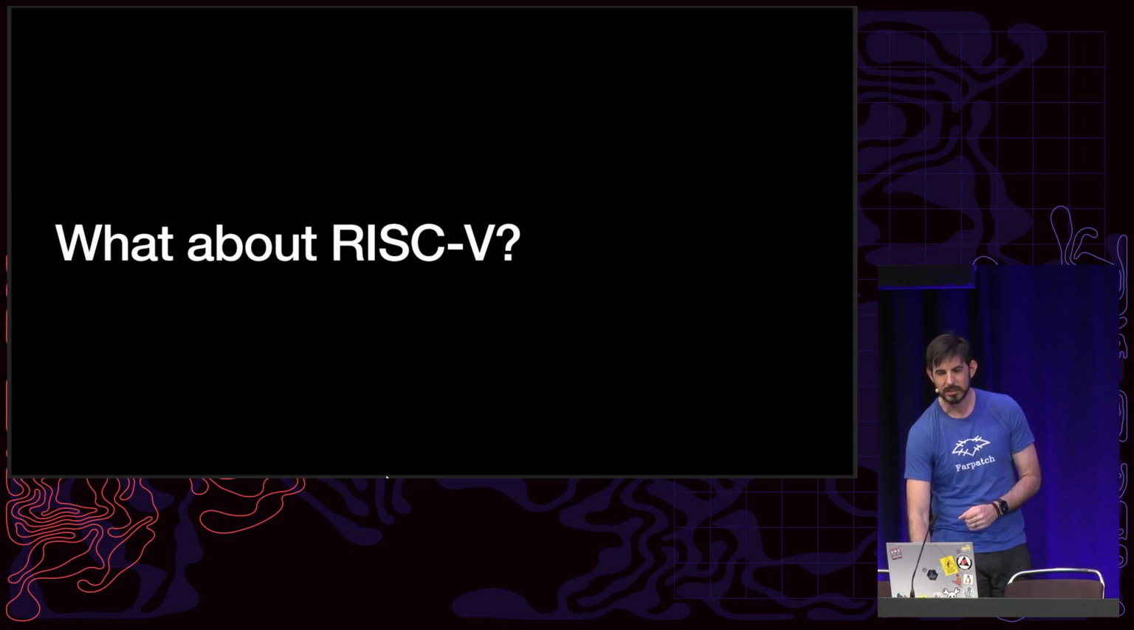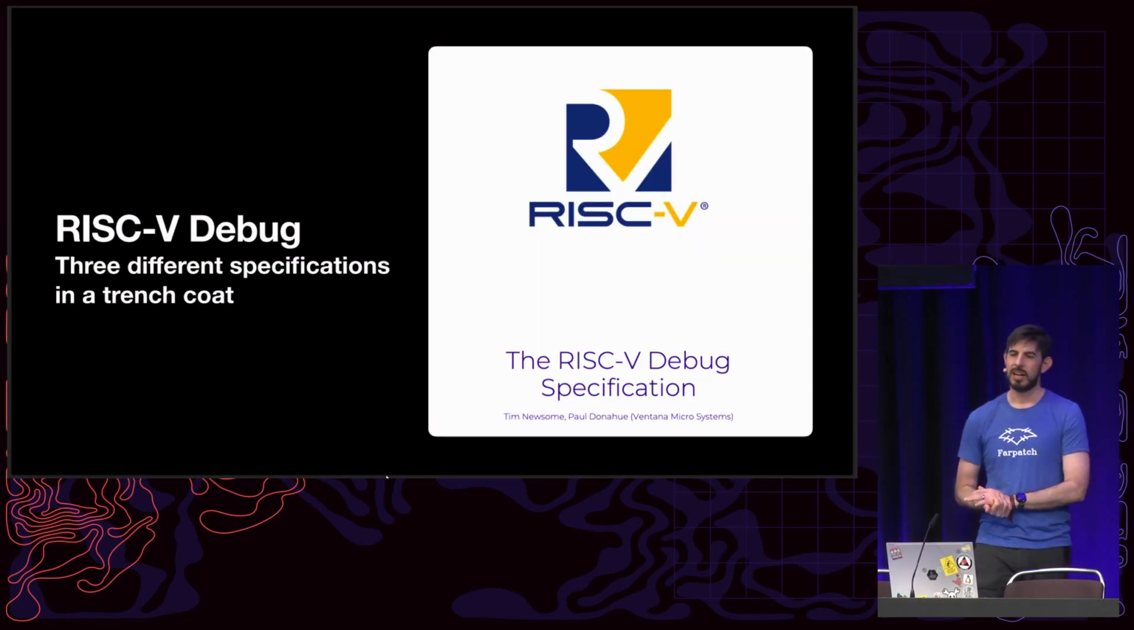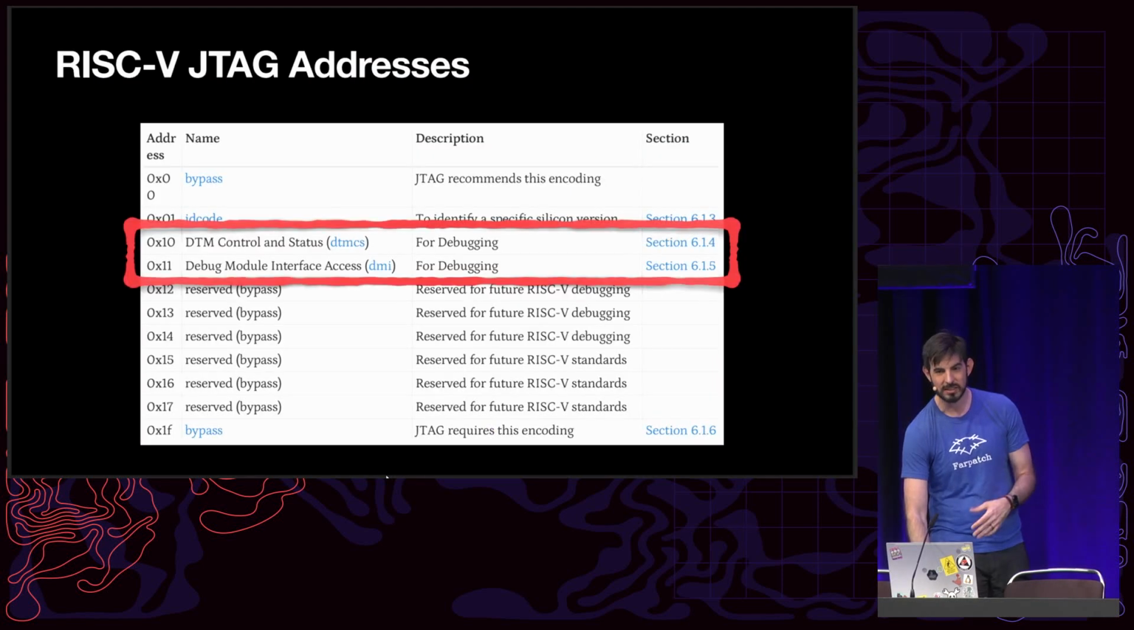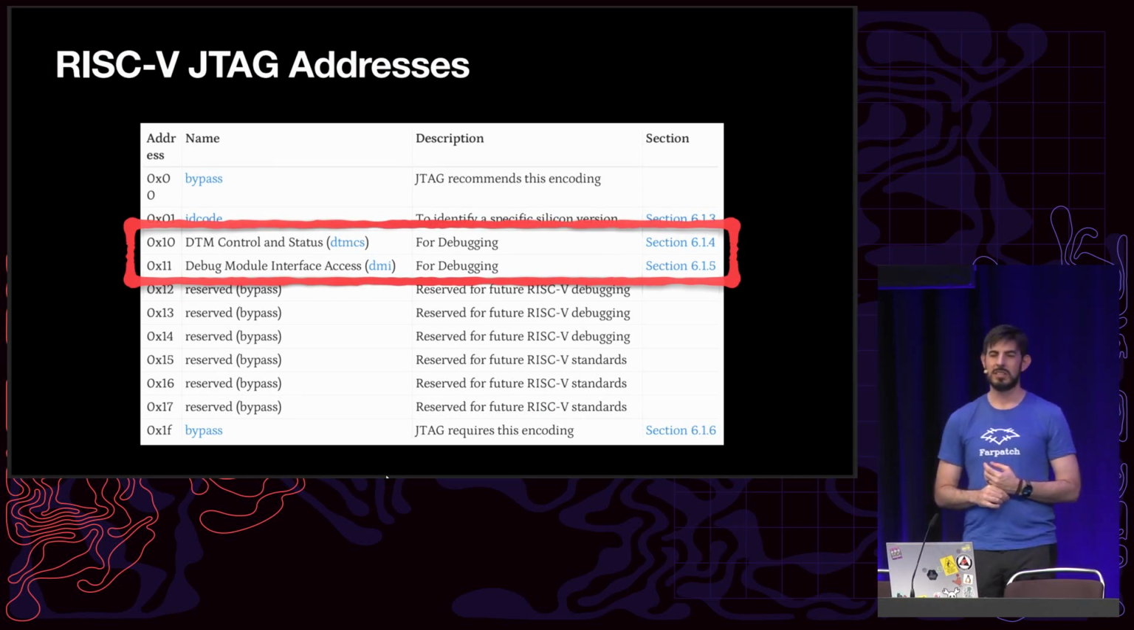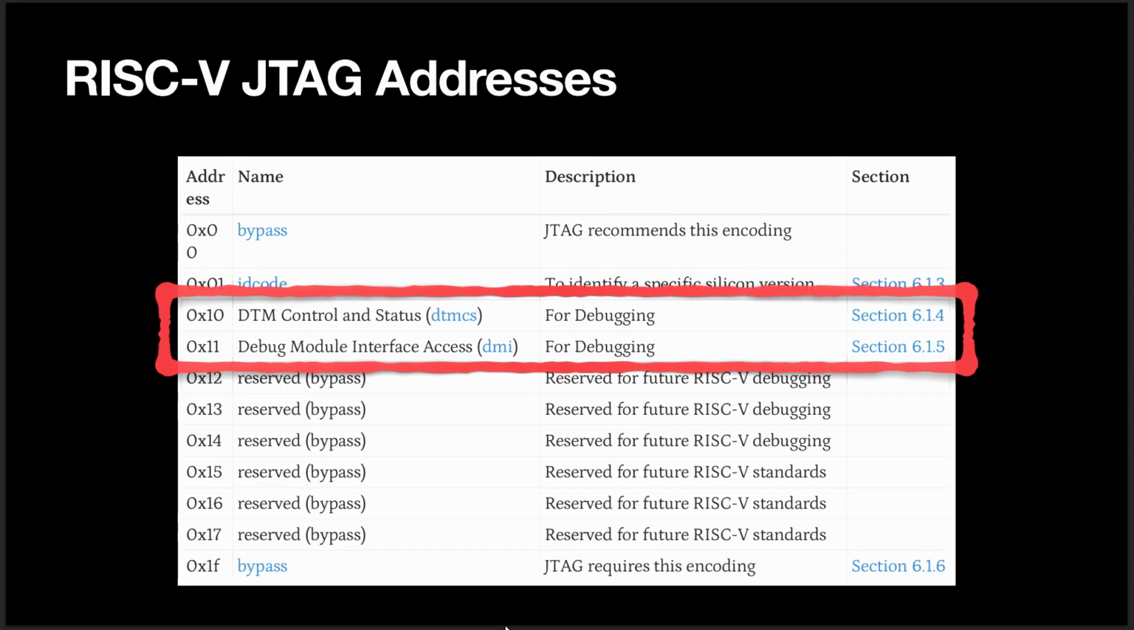Okay, what about RISC-V? Well, RISC-V, they have a debug standard that you can get the PDF of. It's published online, and for the most part, it's a pretty good standard, but there's a few places where it's actually 3 different specifications in a trench coat. If you open the standard, there's this table here that looks an awful lot like the one in ARM, except some of the addresses are in different places. You can see their ID code is actually address 1 now instead of towards the end like ARM is. But we're mostly interested in these 2 addresses right here, DTMCS and DMI. So that's debug transport module control and status, and the debug module interface access.